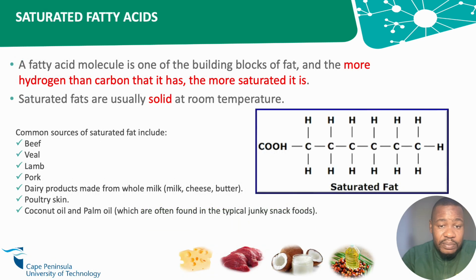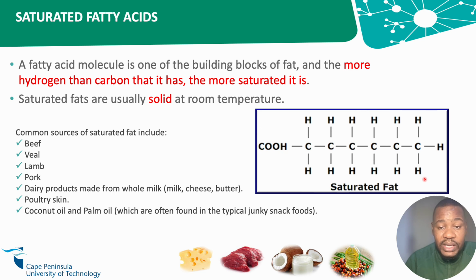So a fatty acid molecule is one of the building blocks of fat. We've established that fact, right? We said the more hydrogen than carbon that it has, the more saturated it becomes. If you look at this diagrammatic representation here, we see that there is no double bond in this molecule. So we would say this is a saturated fat because all the carbons have a hydrogen attached to them.